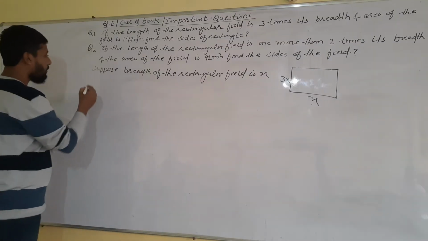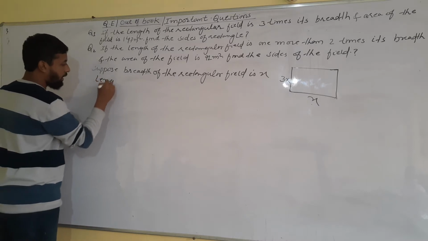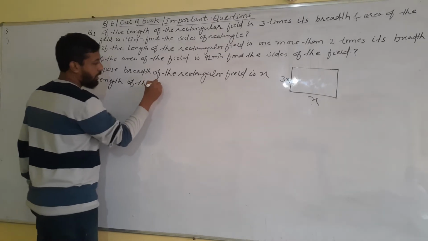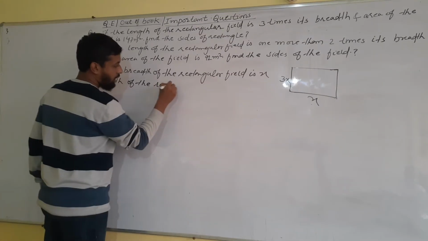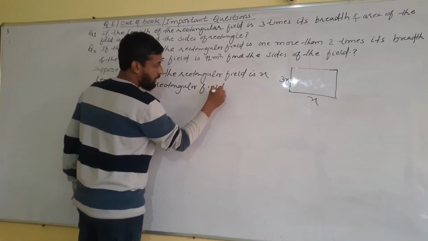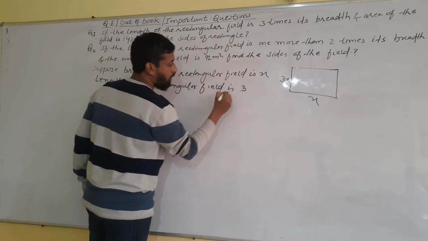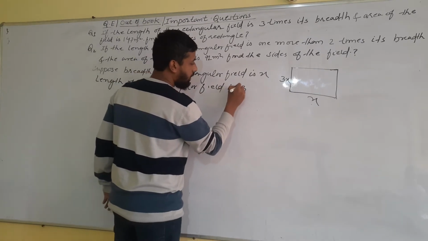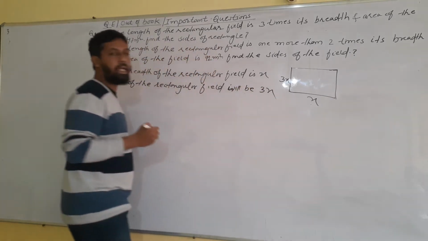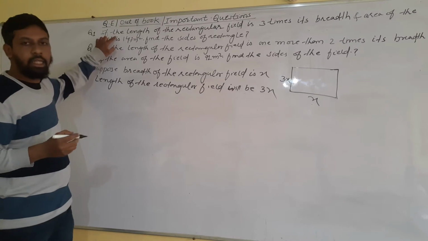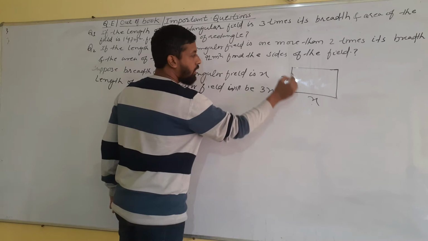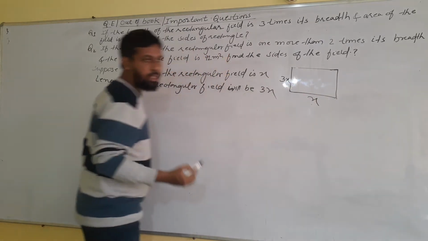Now I will write: length of the rectangular field will be 3x. Why? Because it is given in the question, length is 3 times its breadth. We have to find both the sides, this side as well as this side.